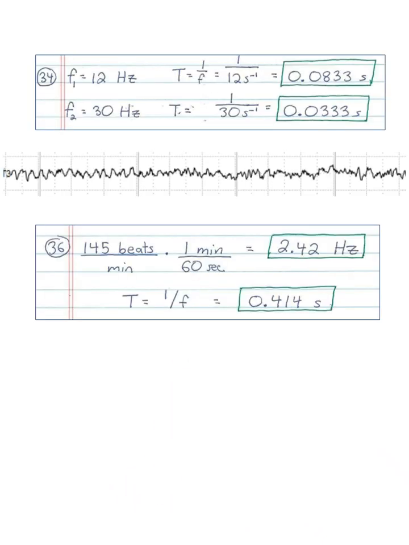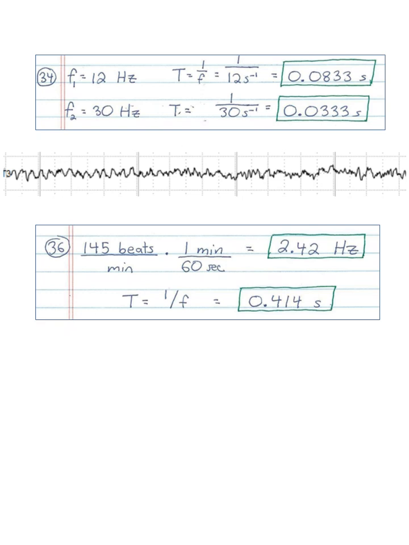We'll start with number 34, involving electroencephalograms, or EEGs. You can see there's a picture of one down below number 34 on this page. It says they study electrical oscillations in the human brain. Beta oscillations have frequencies from 12 to 30 hertz. What is the corresponding range in period?